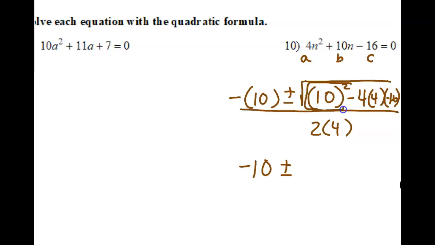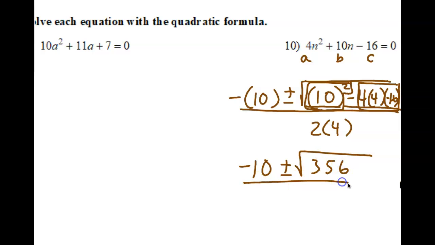Okay, so this is 100. And then this is going to make negative 256. Now, since I'm subtracting a negative 256, it's actually going to be plus 256. So I've got 100 plus 256, which is 356, all over 8. And at this point, we want to simplify our root a little bit. So let's break it down.